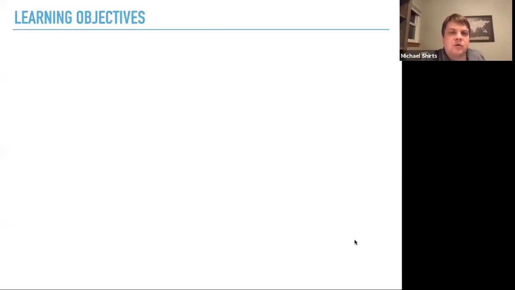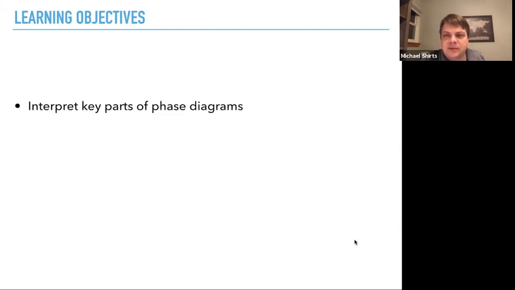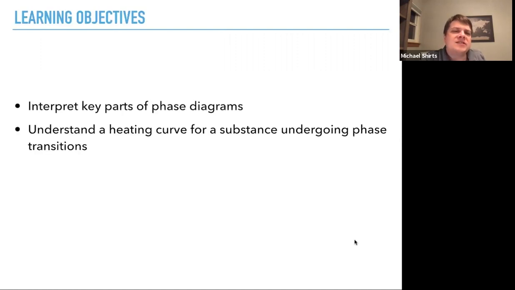All right, so in this next segment, we're going to look a little more carefully at phase diagrams. Specifically, we're going to interpret key parts of the phase diagrams and make sure we understand what's where and why. And then we're going to understand a heating curve for a substance undergoing phase transitions, going back and forth between a phase diagram and what that means in terms of, say, what temperature you would be at and what phase you'd be in, given the amount of heat you've added.